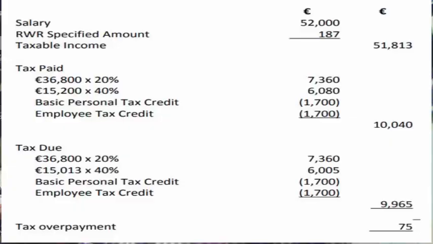That is salary, 52,000, remote working relief specified amount 187, taxable income 51,813. Tax paid: 36,800 multiplied by 20% is 7,360, 15,200 multiplied at 40% is 6,080. Basic personal tax credit 1,700, employee tax credit 1,700, giving a total tax credit of €10,040.